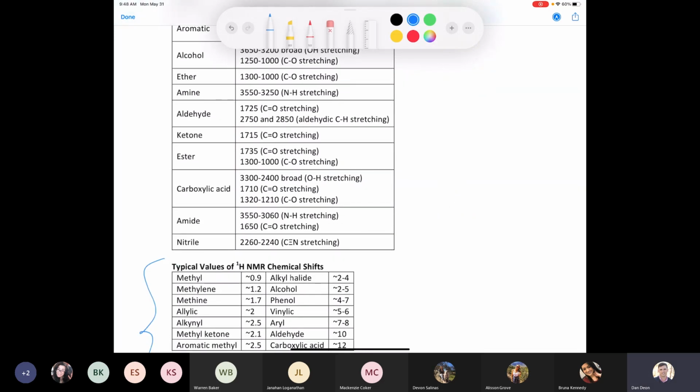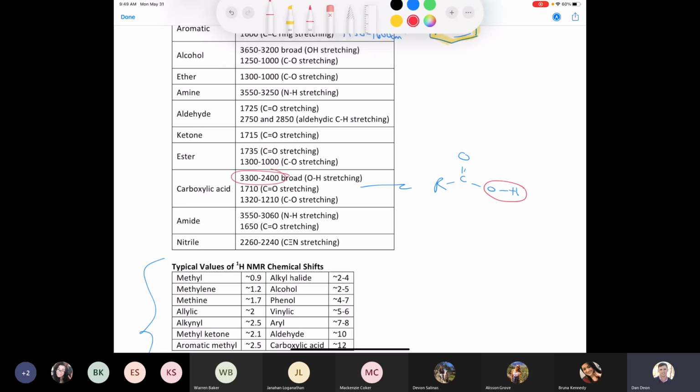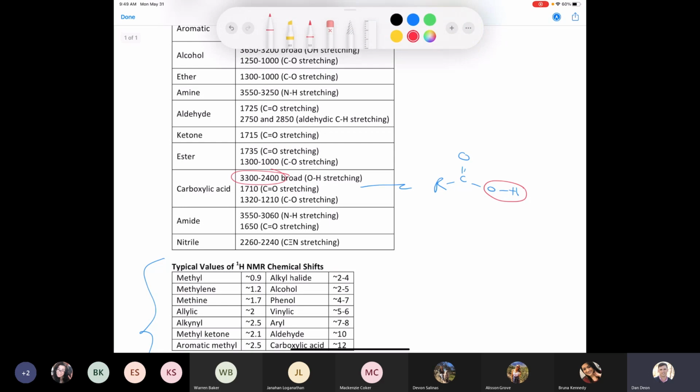Next, the carboxylic acid is probably the easiest of all the functional groups to recognize in infrared spectroscopy. Why? Because the oxygen-hydrogen stretch is so broad. It covers like a third of the spectrum. It goes from 3,300 to 2,400 reciprocal centimeters, and it can go beyond that a little bit. You've also got the carbonyl around 1700, and then you've also got the carbon-oxygen stretch, which is in between 1320 and 1210 is what it says here in our table.